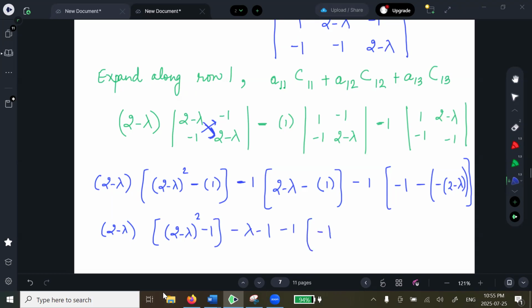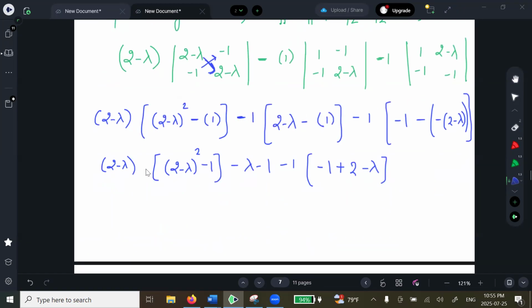Right, and then I have -1, negative becomes positive. So -1 plus 2 minus lambda, right? And you will get partial credit for this. 2 minus lambda. Apply the quadratic here. We'll do that in a bit. Minus 1, lambda 2, and simplify this.